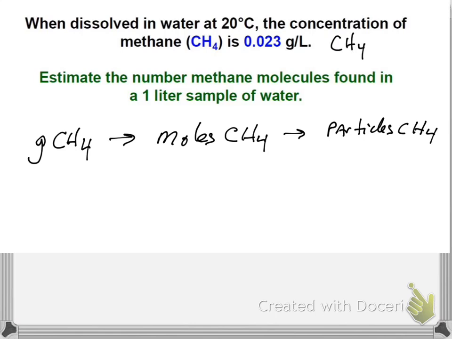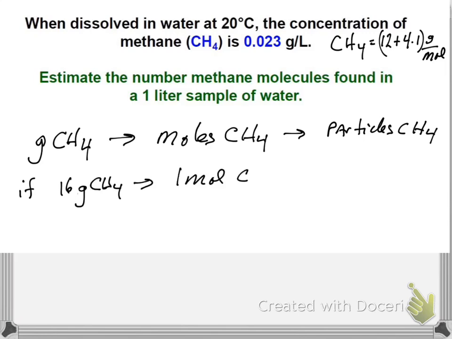So we just ask ourselves, well, what is a mole of CH4? So we add up, it's 12 grams per mole, because there's 1 carbon, plus 4 hydrogens at 1 gram per mole. We add that up, and we get 16. So if we had 16 grams of CH4, then we'd have 1 mole of CH4 and 6.02 times 10 to the 23 particles of CH4. So that would be a really straightforward problem. If we had 16 grams, then we'd have 1 mole, and we'd have Avogadro's number of particles.